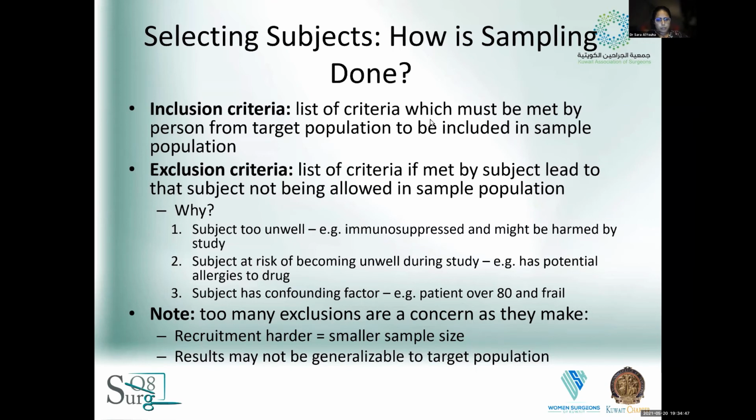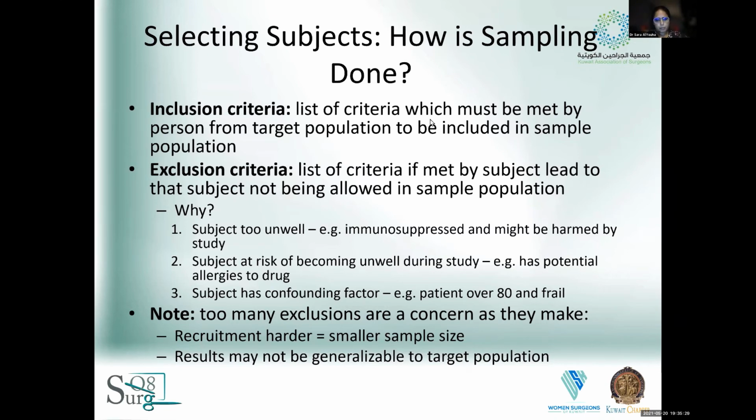The second one is if the subject is at risk of becoming unwell during your study. So if a patient has potential allergies to your drug, then you should exclude them. And the third one is if you want to exclude a subject who has a specific confounding factor. For example, if your patients are over 80 and frail. If your patient is 90, 100 years old, they're very likely to die in the next few years. So if you're doing a mortality study over multiple years, it doesn't make sense to recruit those patients. Plus, they have so many comorbidities, your design is not clean, okay?